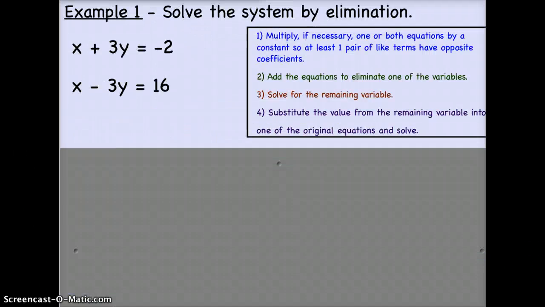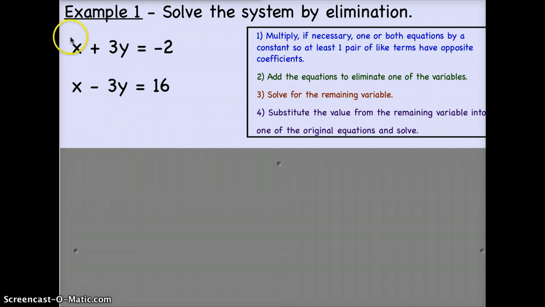So example 1, solve the system by elimination. I put the steps over here so we can refer back to them as we go through the problem. So here are two equations, x plus 3y equals negative 2 and x minus 3y equals 16. So step 1 says to multiply, if necessary, one or both equations so that at least one pair of like terms have opposite coefficients.